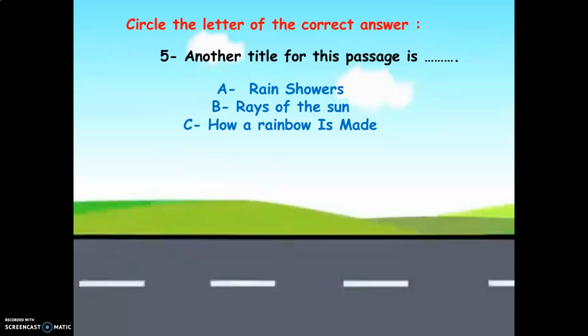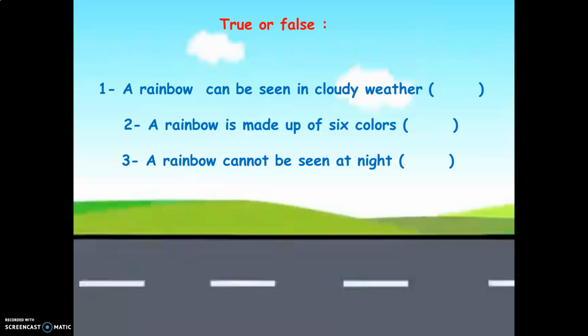Circle the letter of the correct answer. Another title for this passage is letter A, rain showers, B, rays of the sun, and C, how a rainbow is made. Of course, another title for this passage is how a rainbow is made. Okay? Now, true or false?